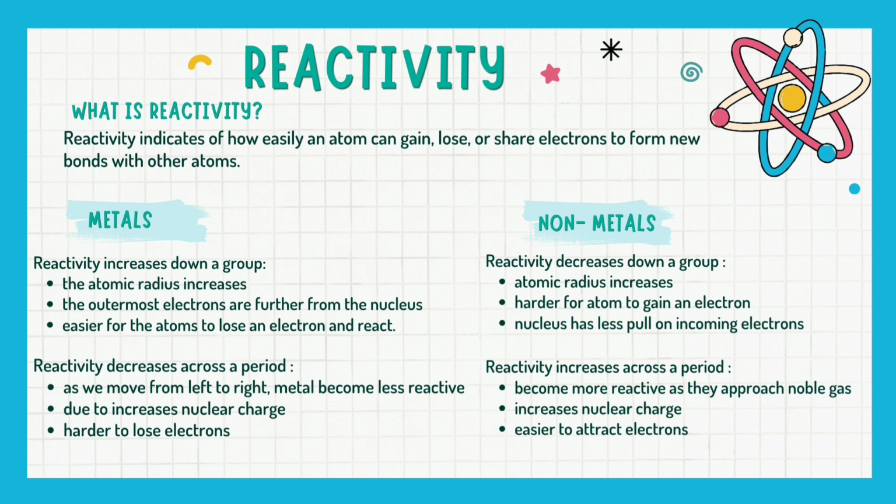While reactivity decreases across a period, because as we move from left to right, metals become less reactive due to increased nuclear charge, so it becomes harder to lose electrons.